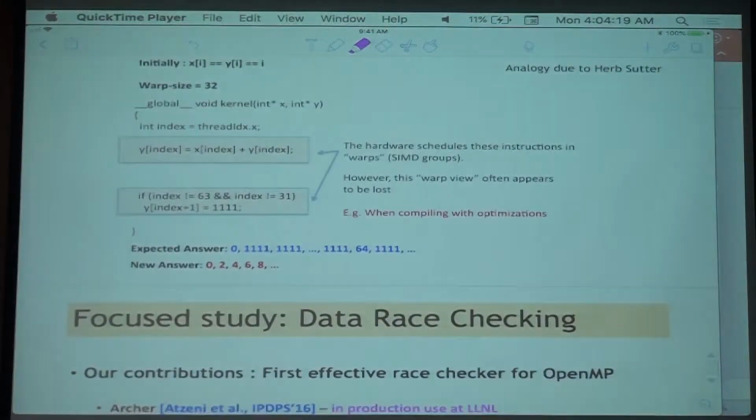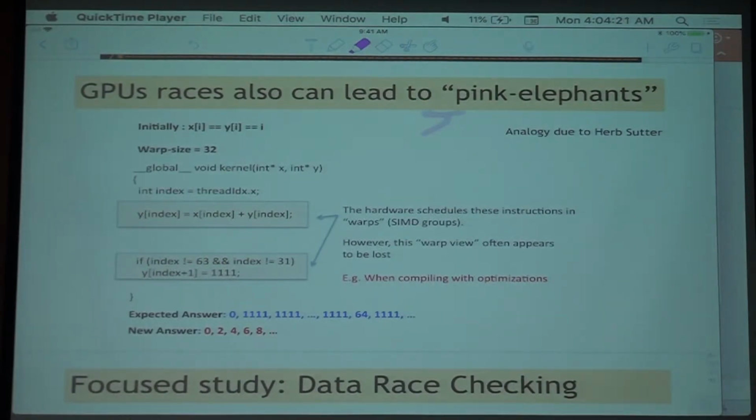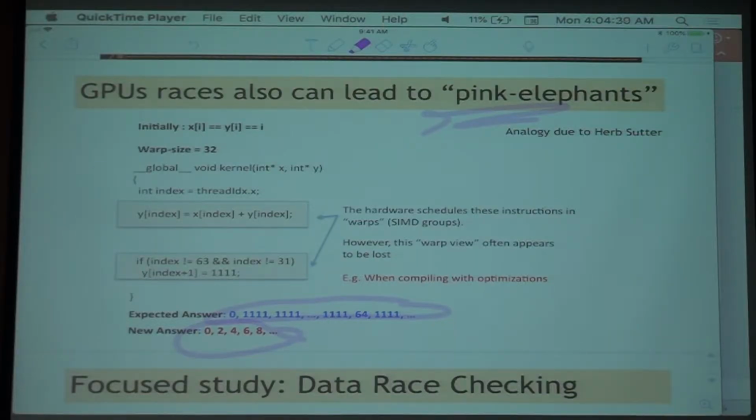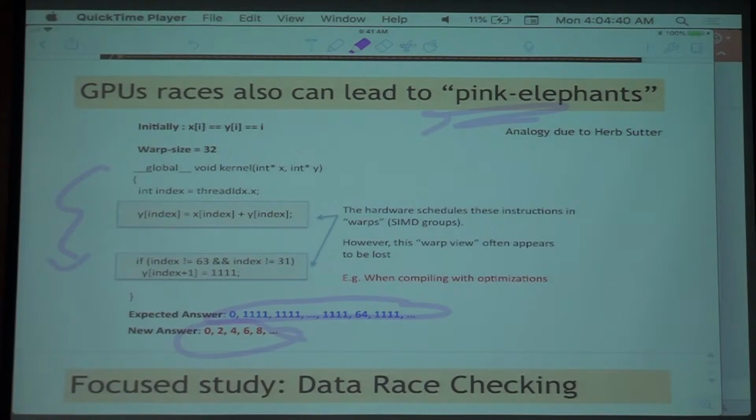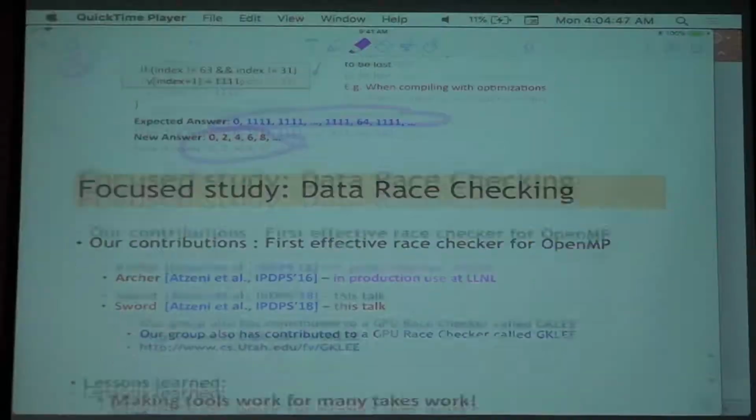GPUs also have pink elephants. I can show you a pink elephant we discovered in a GPU. Under no optimization, this was the answer, and under optimization, this was the answer. And this code has a data race in it. We'll discuss that later during the discussion time, or when GPUs are discussed. I'm saying that OpenMP and GPUs have this read-write conflict where read and write can overlap. This is a write, this is a read or write. Without synchronization, it's bad.